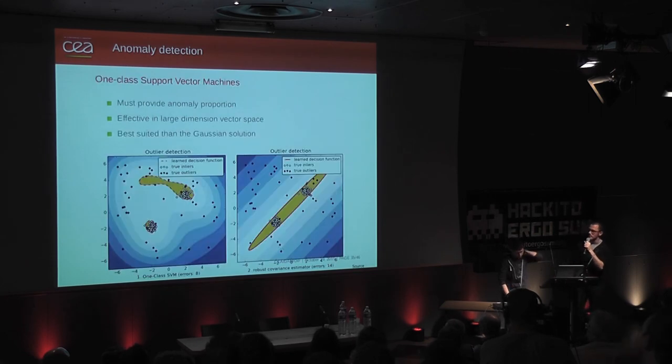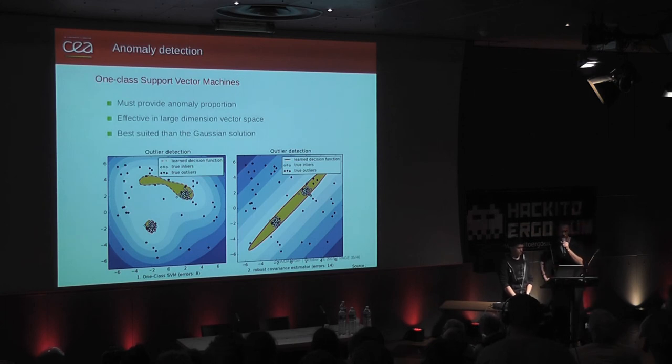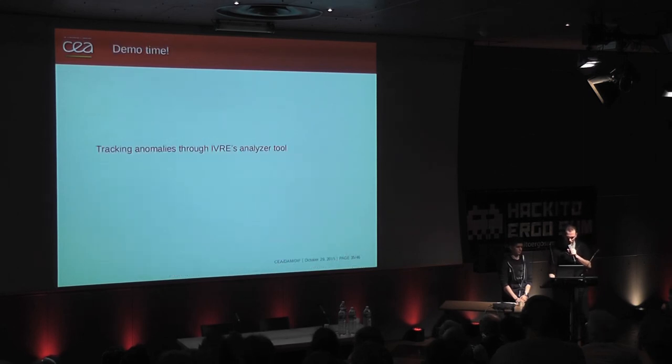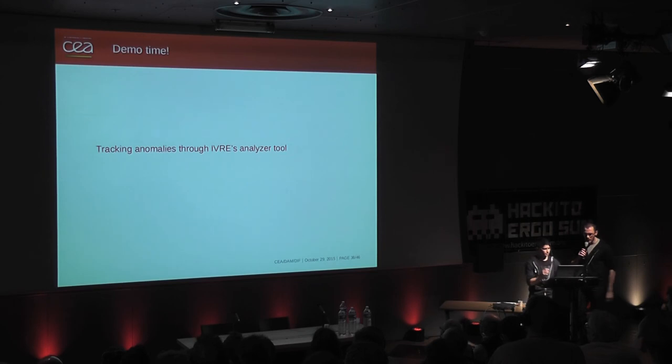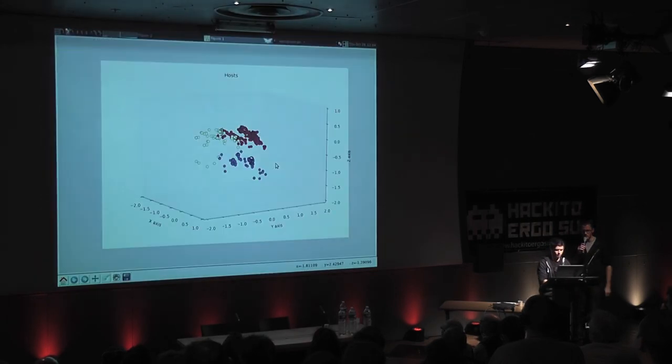So there are basically two kinds of approaches. The one where you consider that your data are Gaussian distributed, but we cannot make this assumption. And the other one is the one-class support vector machine, at least that is the one we chose to use in the work. We have to provide the anomaly proportion for that to work. This is effective in large-dimension vector spaces. And okay, so we'll show you how it works, still on our tool.